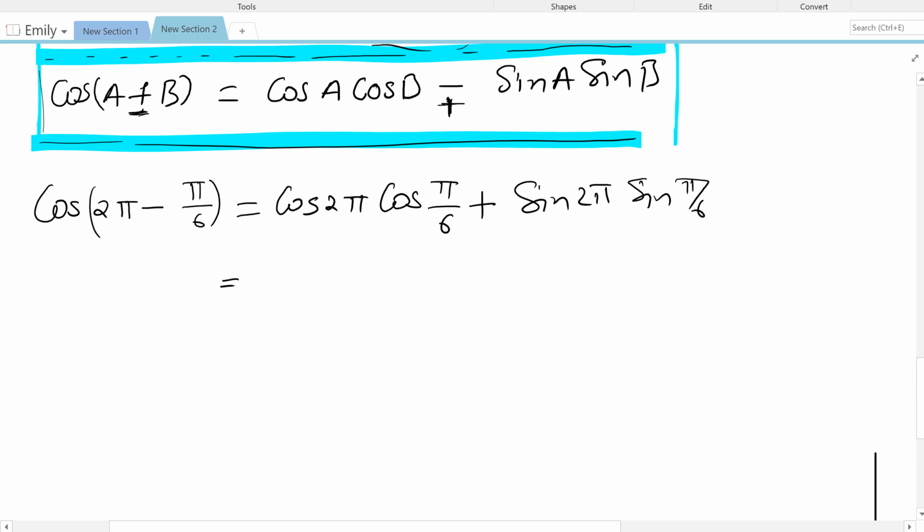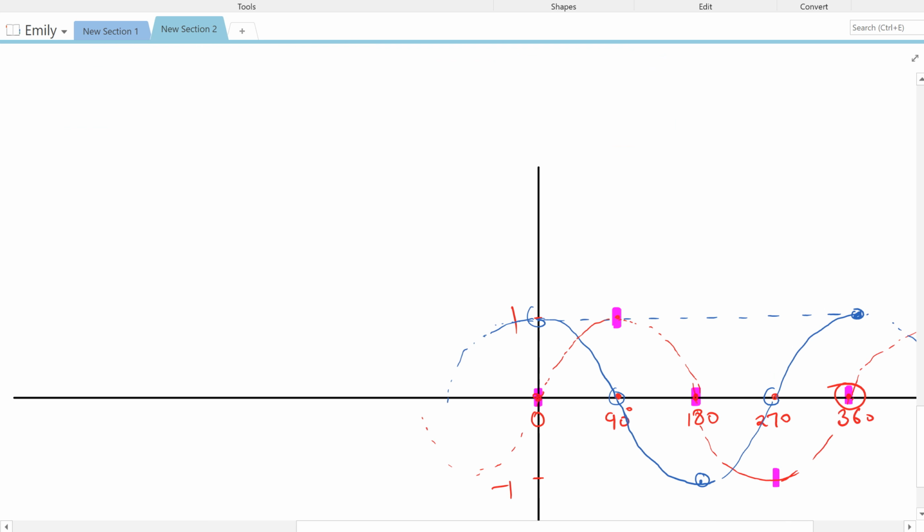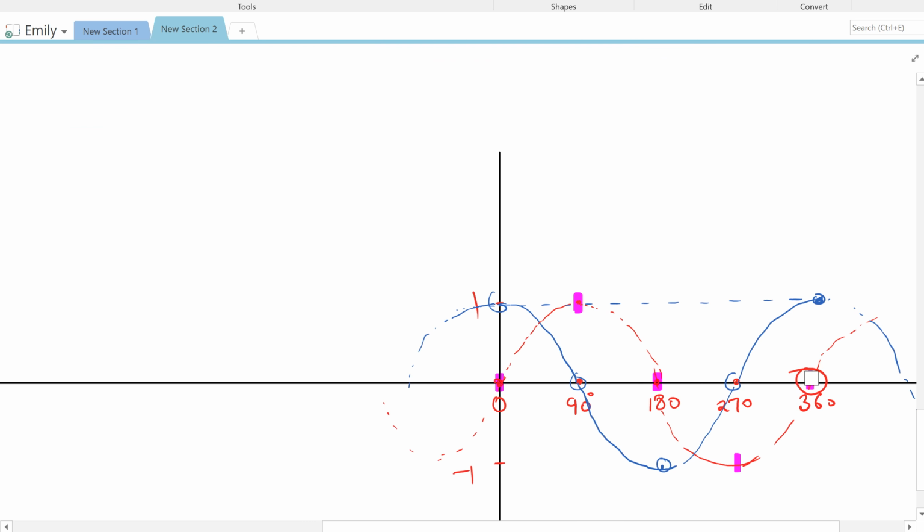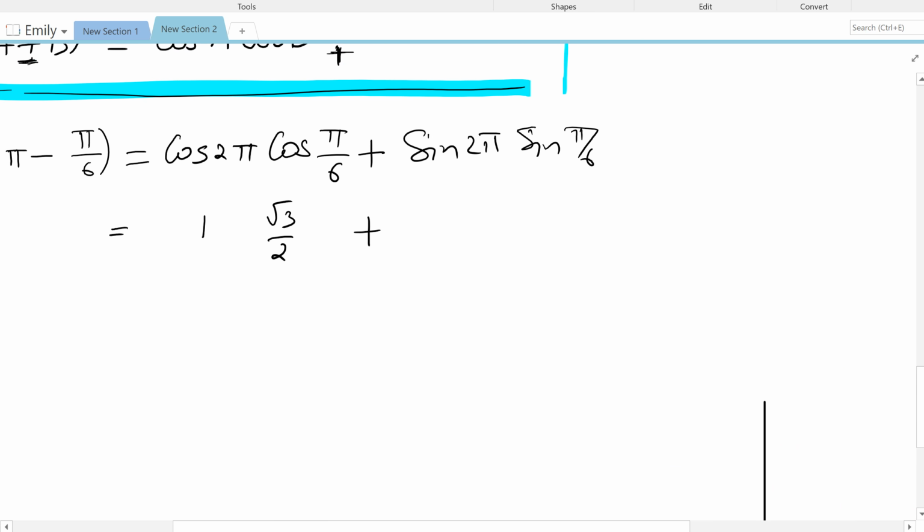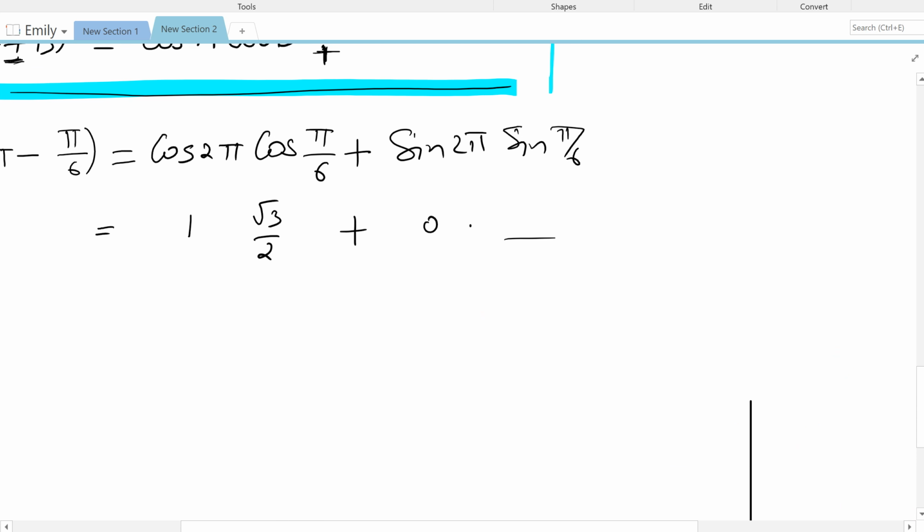So that graph was important, and you can write down the answers. Cos 2 pi is 1, and cos 30 degrees according to the special triangle is that, and sine 360 is 0, the red graph. So you substitute 0. 0 times anything is 0, so we got that number times 1. So that's your answer.